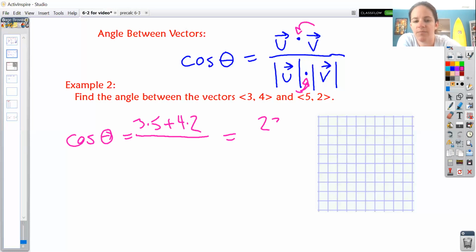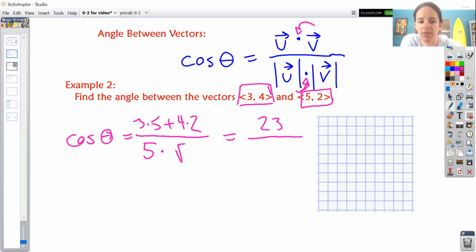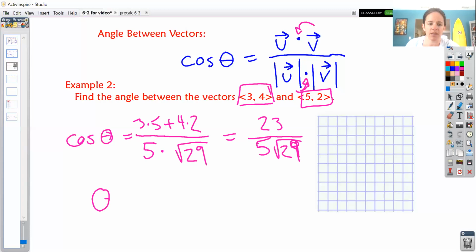which was 23, over the magnitude of the first vector, which would just be a 3, 4, 5 Pythagorean triple, and then times the magnitude of the second vector, which do the x component squared plus the y component squared square root, and that would be root 29. So we get that cosine theta is 23 divided by 5 root 29. And we're not going to worry about rationalizing that because we don't care about that number. That number is not our final answer. We want to know what theta is.